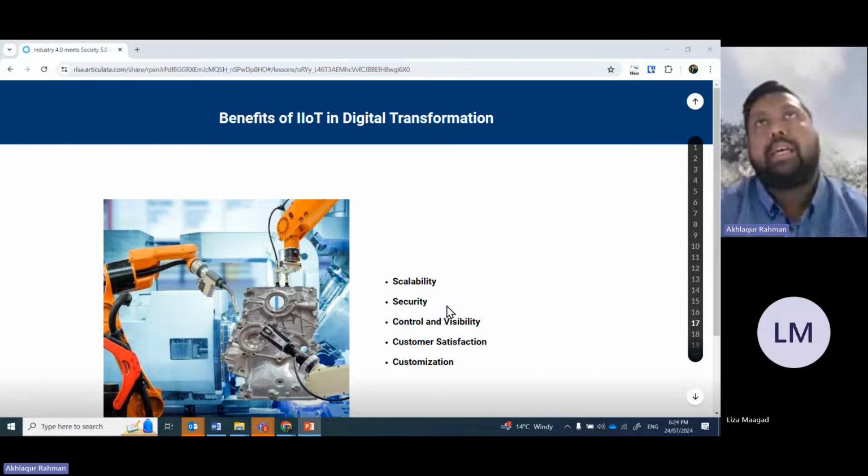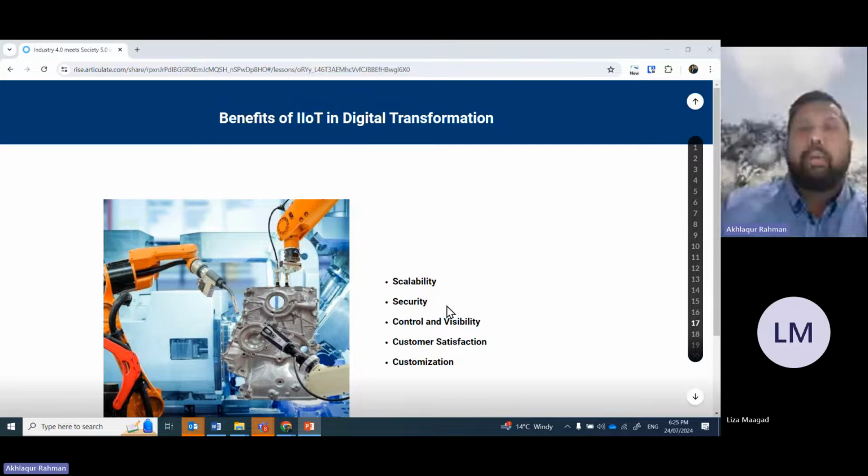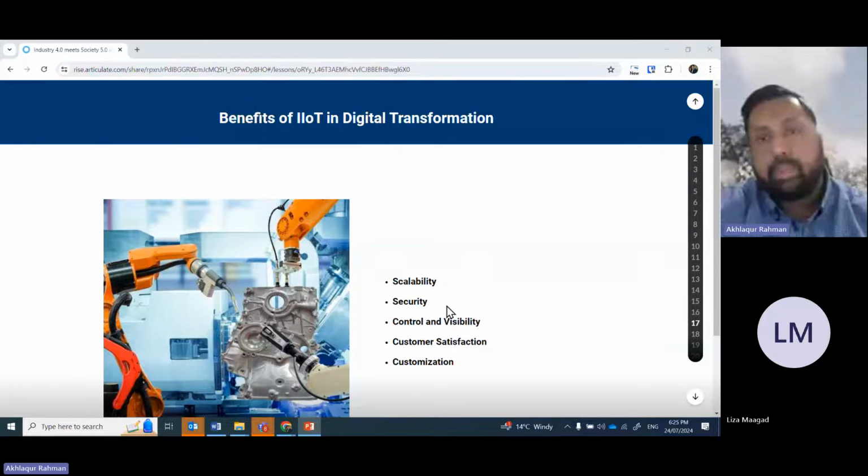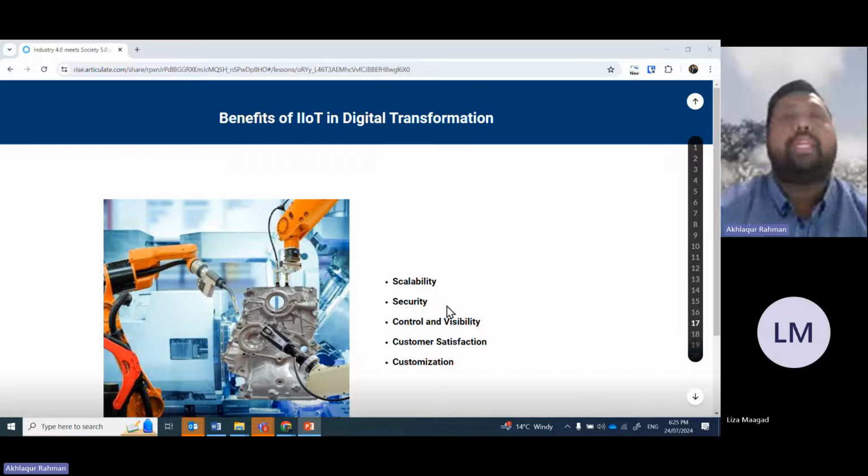So we are currently in the age of batch customization. In the future, if more mass customization is required for the products, that's where that can be possible. So more customer satisfaction as well, and more customization, as I mentioned. These are the benefits of Industry 4.0 in digital transformation.